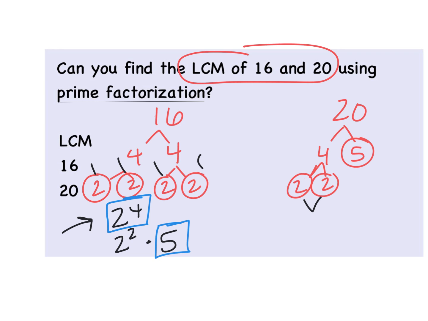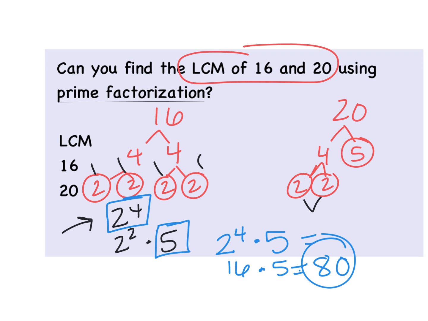So then my LCM would be 2 to the 4th times 5. 2 to the 4th is 16, times 5 would be 80. And then I ask myself, yep, 16 times 5 equals 80. 20 times 4 equals 80. So that makes sense that the LCM of both of them would be 80.